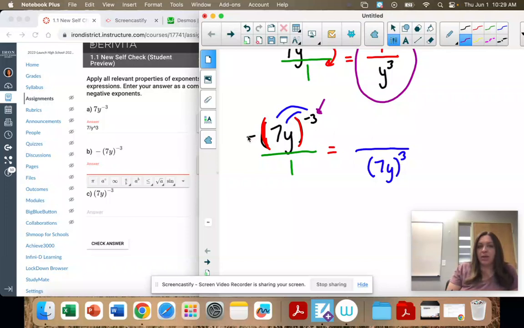And then up top, I have this negative. And remember, when we leave anything, there's a 1. And then I still have this 1 on the denominator. It doesn't really matter, I'll just write it for now. And now we're going to simplify. So now I'm going to distribute that 3 now that it's positive. So on the top, I have a negative 1. On the bottom, I have 7 to the third, taking that 3 to the 7. And I have y to the third, I'm taking that 3 to the y.